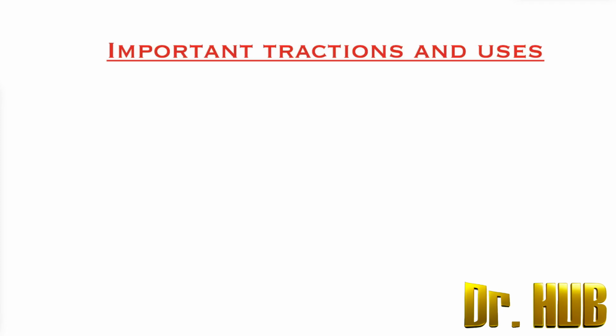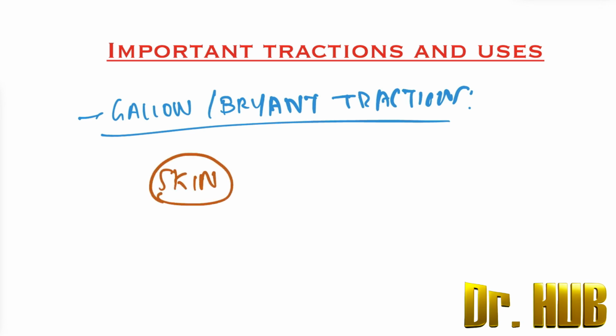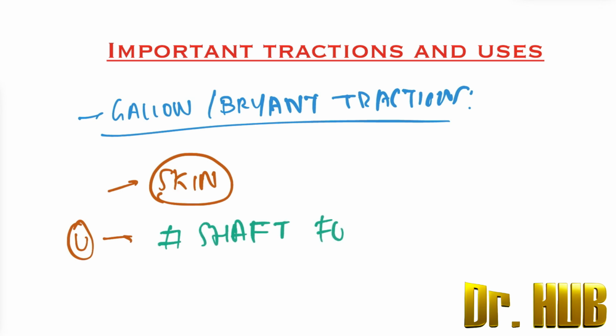Important tractions and their uses. First we're looking at the Gallows or Bryant's traction. It is a type of skin traction. And what is the use? The use is fracture of the shaft of the femur. And what is the age group? It is less than 2 years of age.